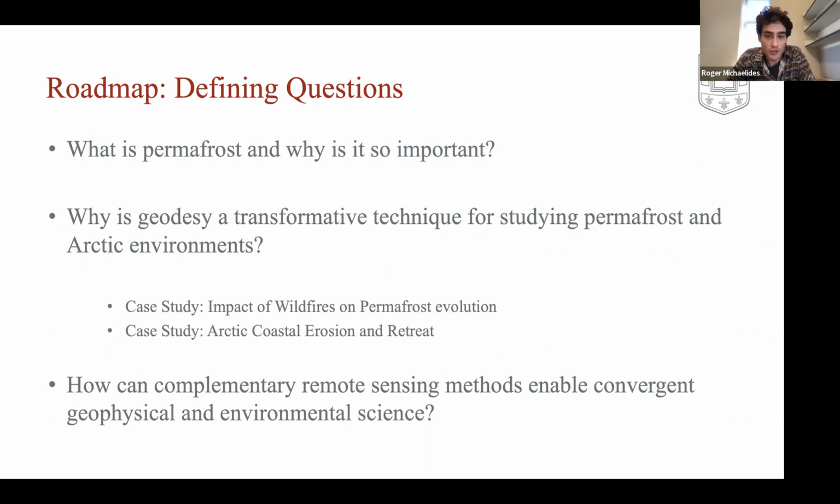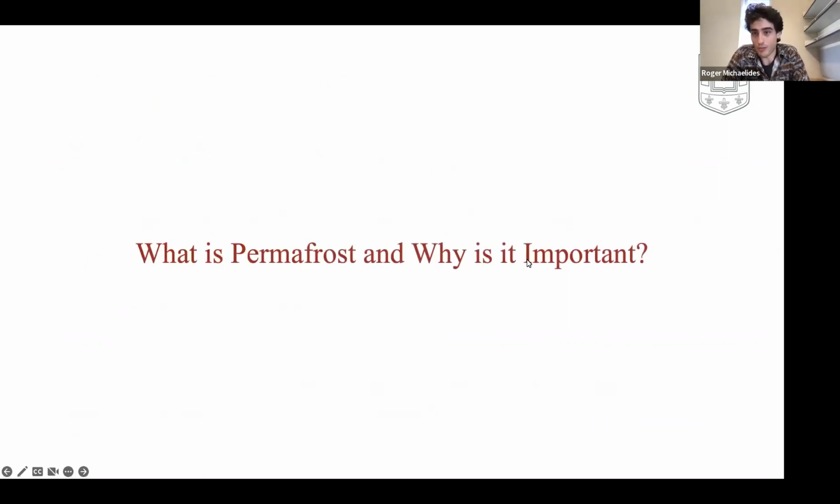To do that, I will use two case studies to illustrate the point. The first will look at the impacts of wildfires on permafrost evolution, and the second will look at Arctic coastal erosion and retreat. One of the common threads that should crop up throughout this talk is the idea of using complementary remote sensing methods and how that can enable convergent geophysical and environmental science. So without further ado, let's talk about what permafrost is and why it's so important.